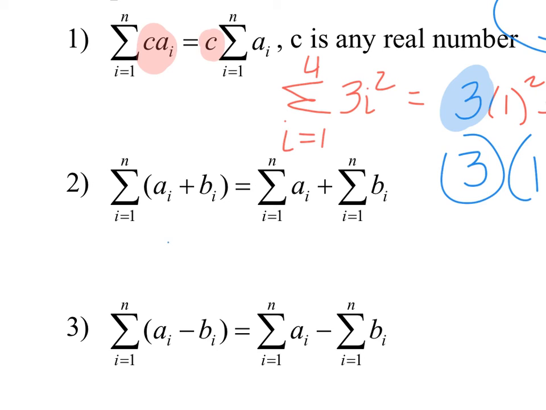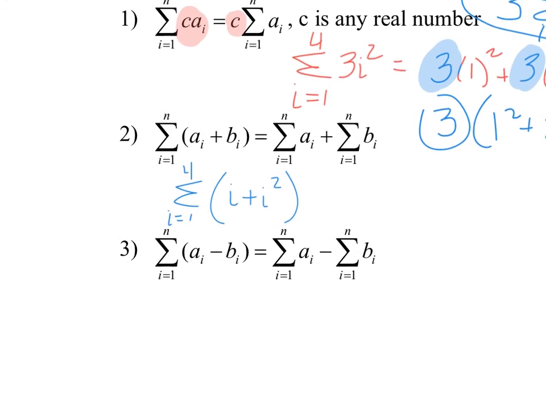So for number 2, use the sum, let's go i equals 1 to 4 of i plus i squared. And see if you can show that property number 2 works, where the sum of a sum is really the sum of each sum individually. I know that sounded confusing. So that'll be your starting point for number 2.